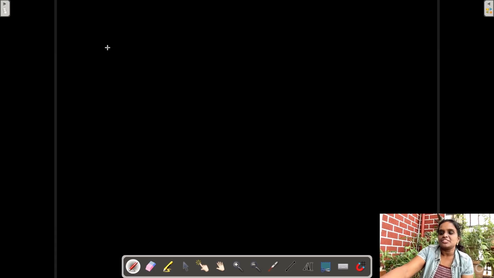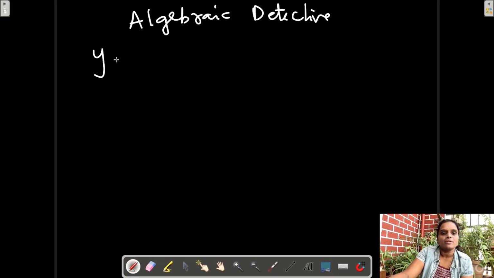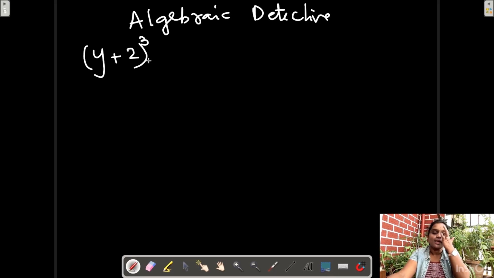Now comes the interesting part of the video, algebra detective. Let's try to expand (y plus 2) whole cube. Expand (y plus 2) whole cube. If you are able to do it before I reveal the answer, please type hashtag algebra detective. The timer starts now. 10, 9, 8, 7, 6, 5, 4, 3, 2 and 1.